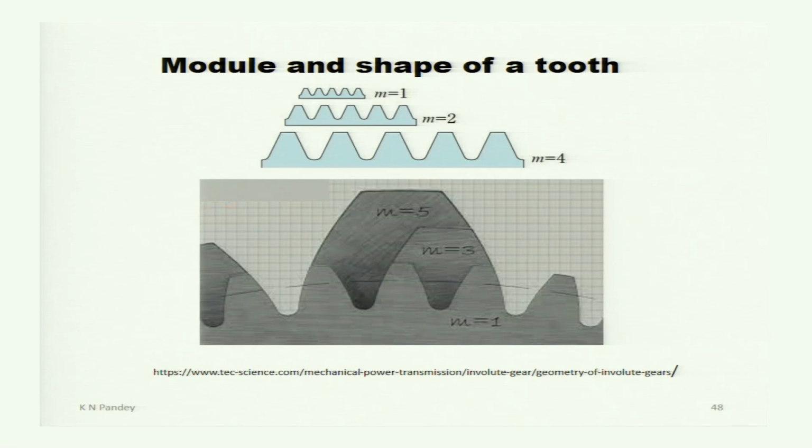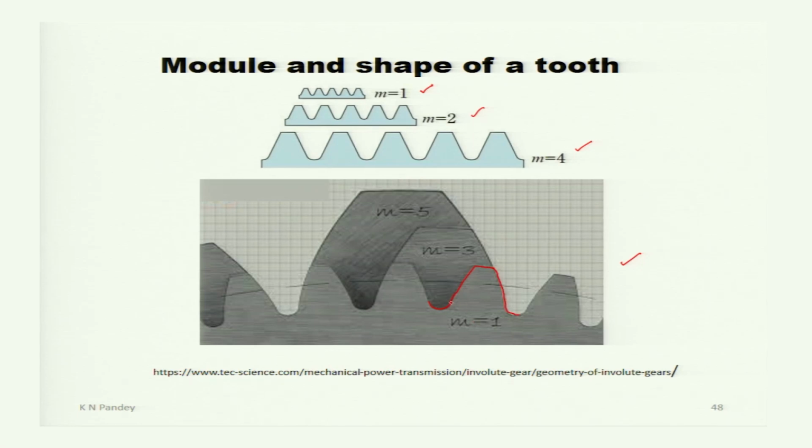Now, if we see again with the change in module, how the shape of gear changes. This is shown for module equal to 1, module equal to 2 and module equal to 4. Now, with the increase in module, we see how the shape of the gear tooth is changing. This is for a straight rack. Now, if we see here in this figure, then again we see that for m is equal to 1, this is the shape of the gear tooth.